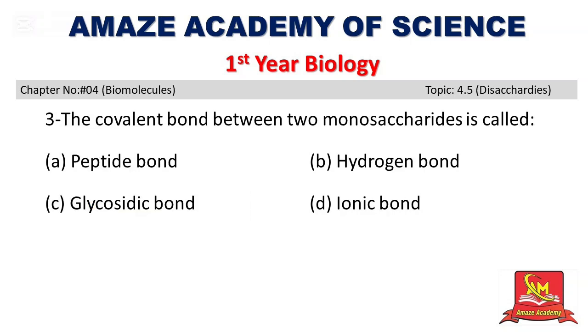MCQ 3. The covalent bond between 2 monosaccharides is called Option A, peptide bond, Option B, hydrogen bond, Option C, glycosidic bond, Option D, ionic bond. Correct answer is Option C, glycosidic bond.